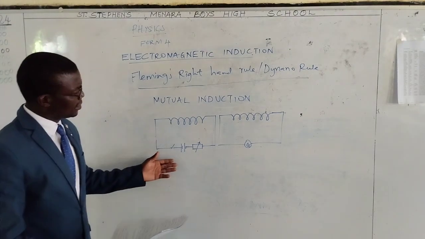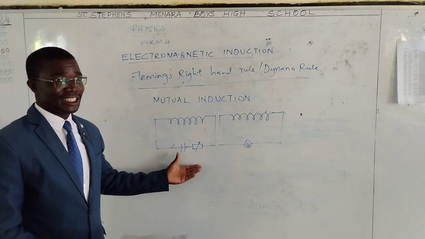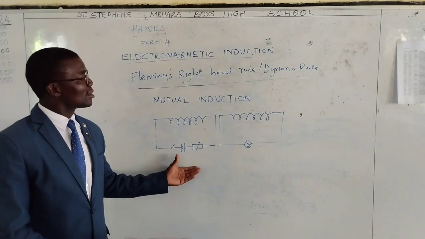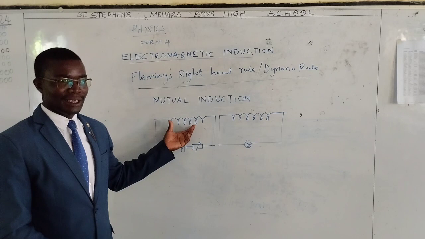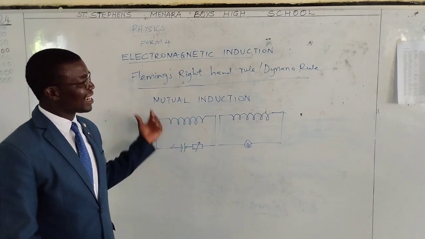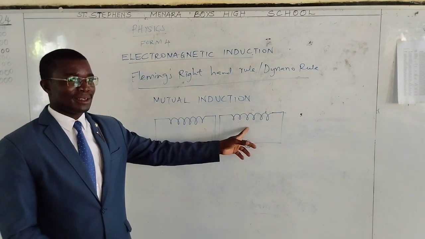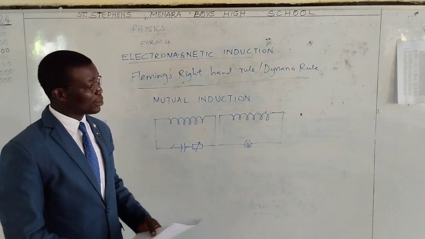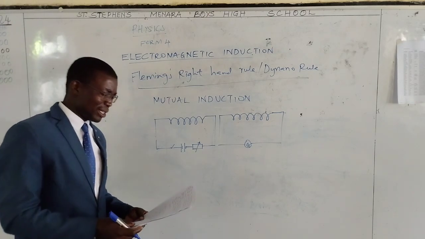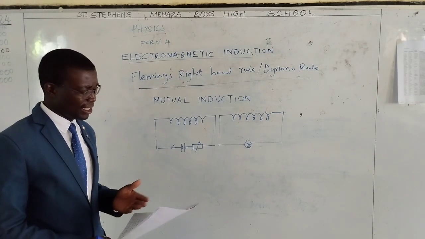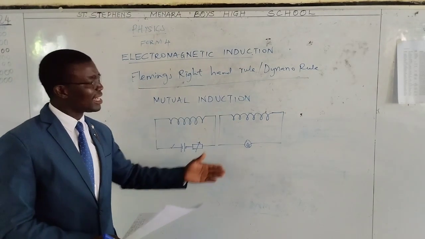Now, mutual induction is whereby a changing current in the primary coil produces a magnetic effect in the primary coil which links to the secondary coil, inducing EMF in the secondary coil, which causes induced current to flow in the secondary coil. So it is the effect caused when a change in current in a coil induces an EMF in another coil close to it.